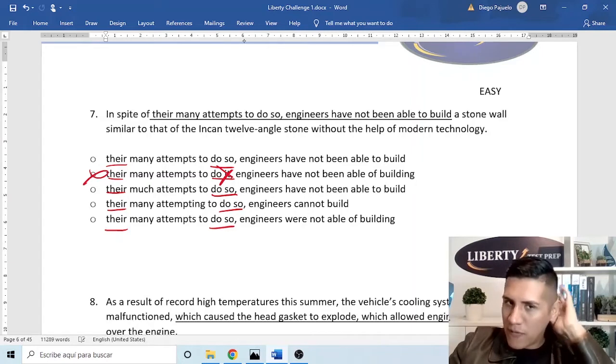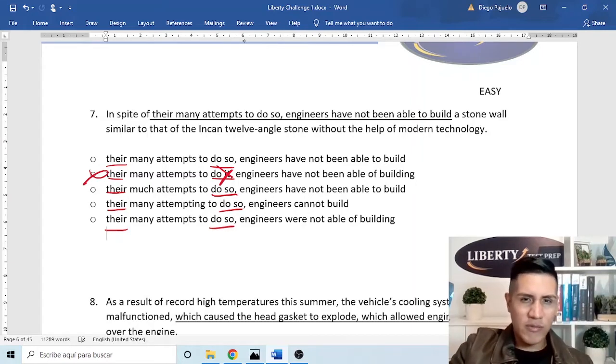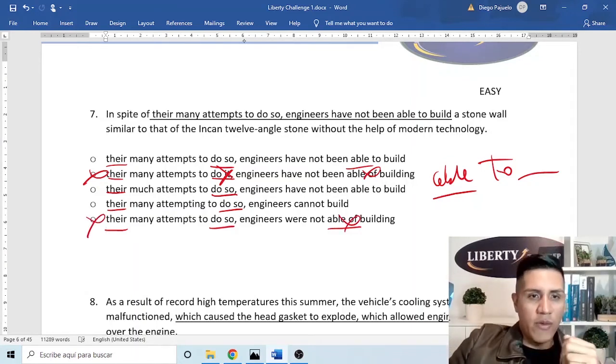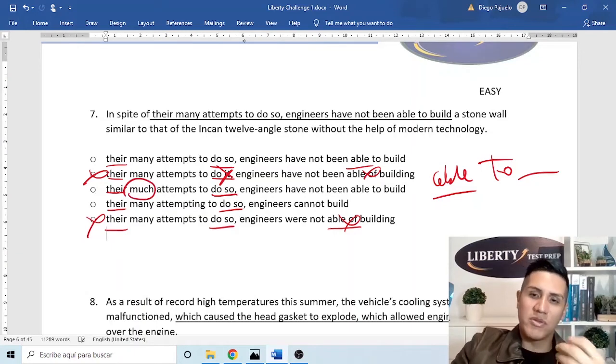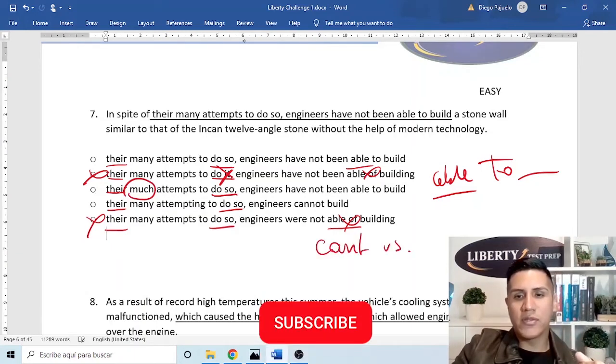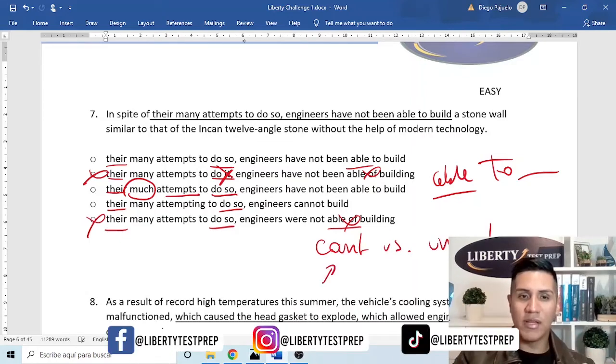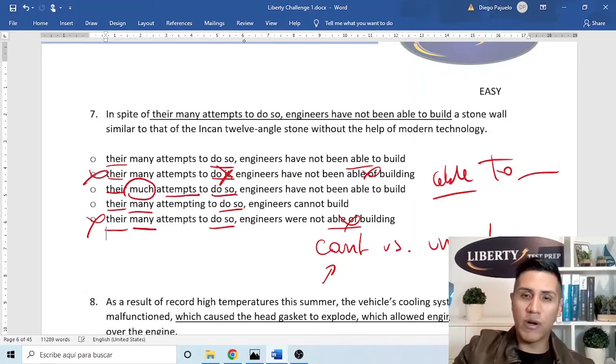Then, engineers have not been able to build. Okay, then I think that's fine. Engineers have not been able of building. No. Idioms. Able always goes with to and an infinitive. So able of is wrong. Here we have able of wrong, so B and E are out. And then we have their match attempts. We cannot have match attempts because that has to do with countable versus uncountable modifiers, right? Attempts is a plural, several things, so that's countable, and much is a modifier for uncountable things. Many would be the modifier for countable, so much is wrong. Then there are many attempting. That's also wrong because attempting is not a plural noun.